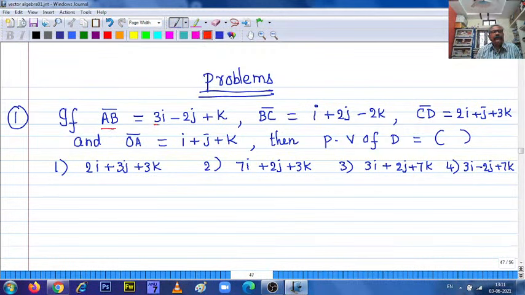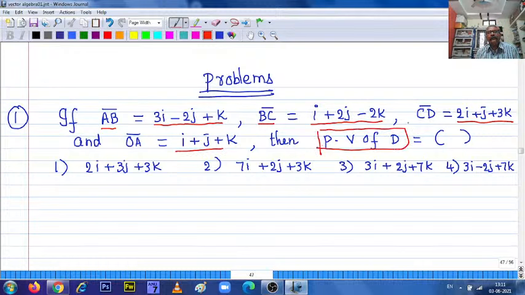AB bar is equal to 3i minus 2j plus k. BC bar is equal to i plus 2j minus 2k. CD bar is equal to 2i plus j plus 3k. OA bar, the position vector of A, is given. Now the position vector of D, that is OD bar, we need to find out. Let O be the origin, for example.